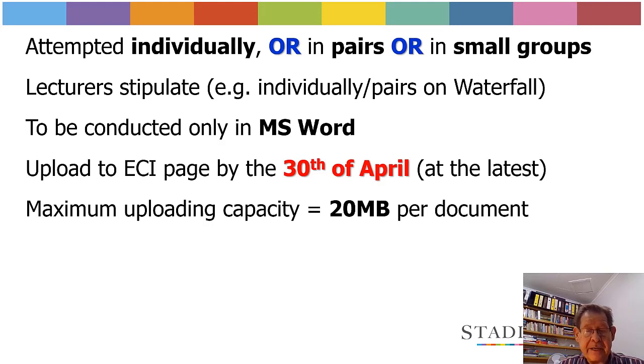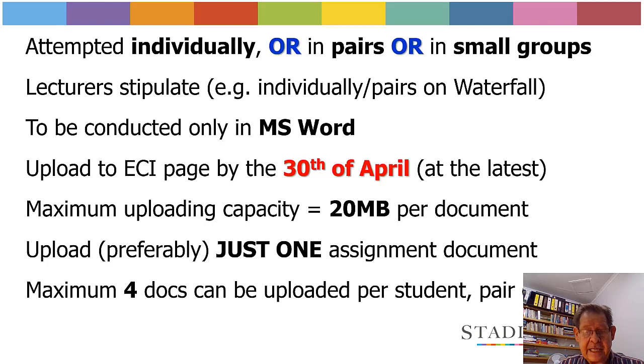The maximum uploading capacity is 20 megabytes per document, and I would normally prefer, and all the lecturers would prefer, that you upload just one complete document that contains all the parts, as well as a declaration form. But we have made provision on the ECI facility to upload a maximum of 4 documents per pair or per student or per group.